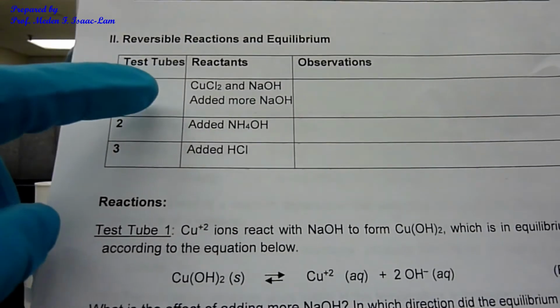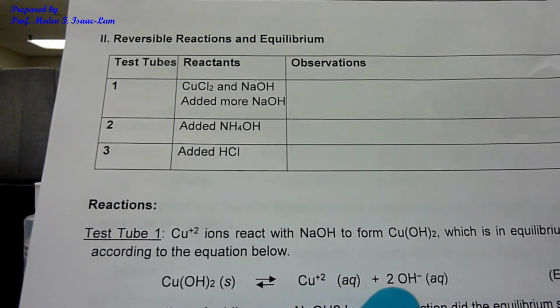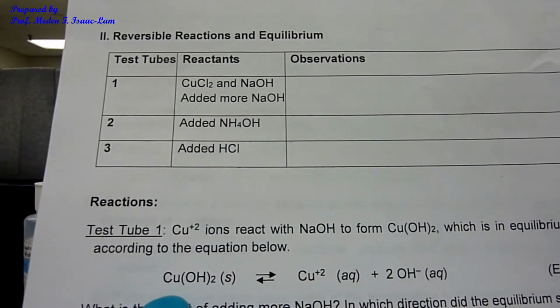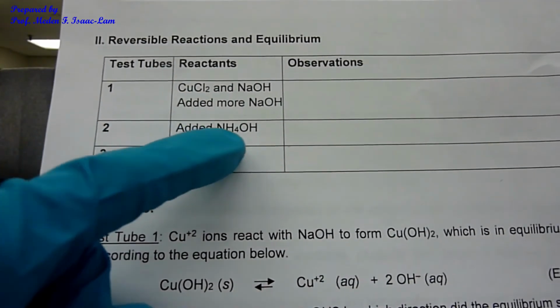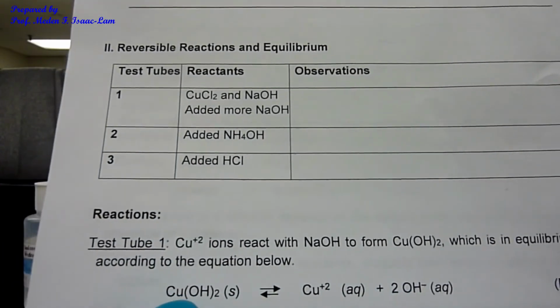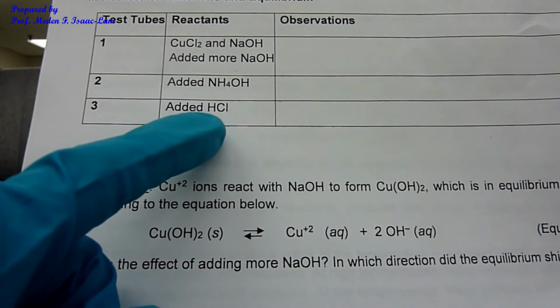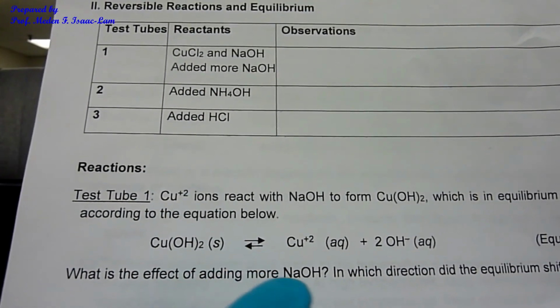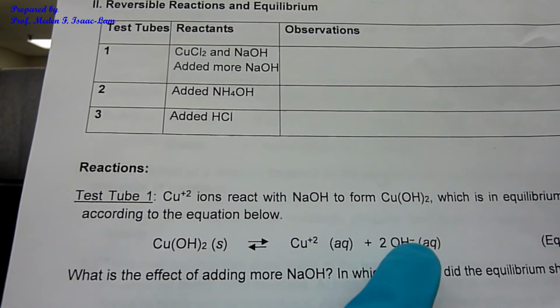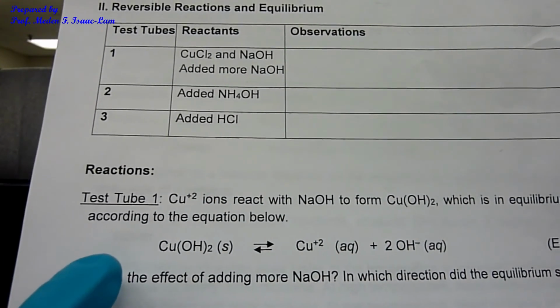So again, the first one, you are adding sodium hydroxide. You are going to shift it to the left side. If you're adding ammonium hydroxide, it's going to shift also to the left side. So if you're adding hydrochloric acid in the equilibrium, it's going to react with the OH minus. Therefore, it's going to shift it more towards the right side.